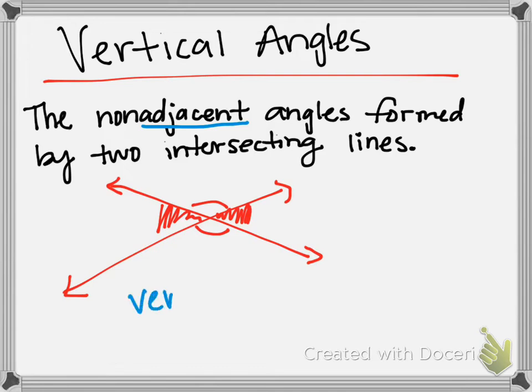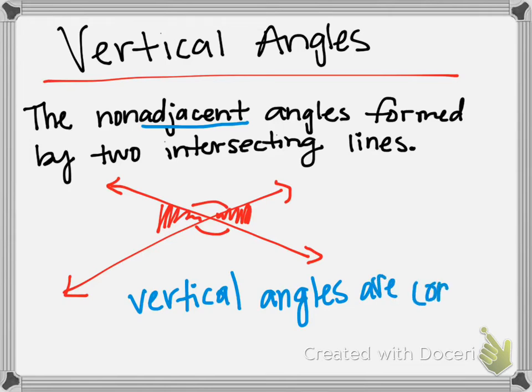Okay, so if you want to write that down, vertical angles are congruent. And so if you remember from our last unit, congruent means that they are the same.